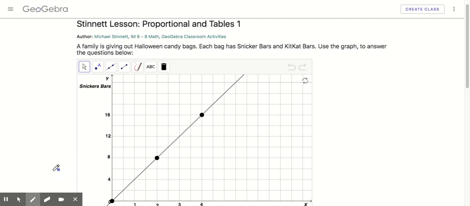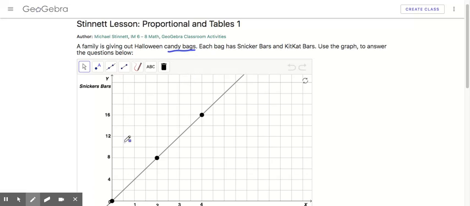So I just wanted to do a quick video walking you through this first problem. I'm just going to read it out to you and then work through the questions with it. It says a family is giving out Halloween candy bags. So they're handing out Halloween candy bags. So we've got these bags of candy going.